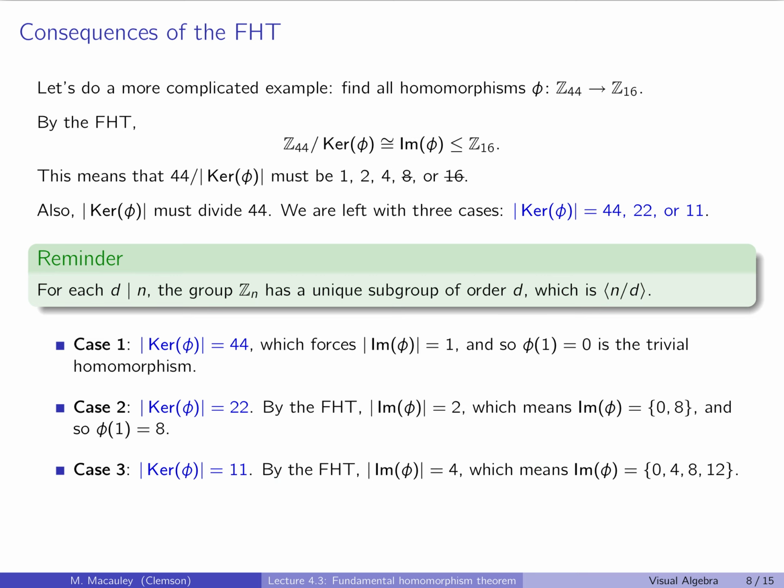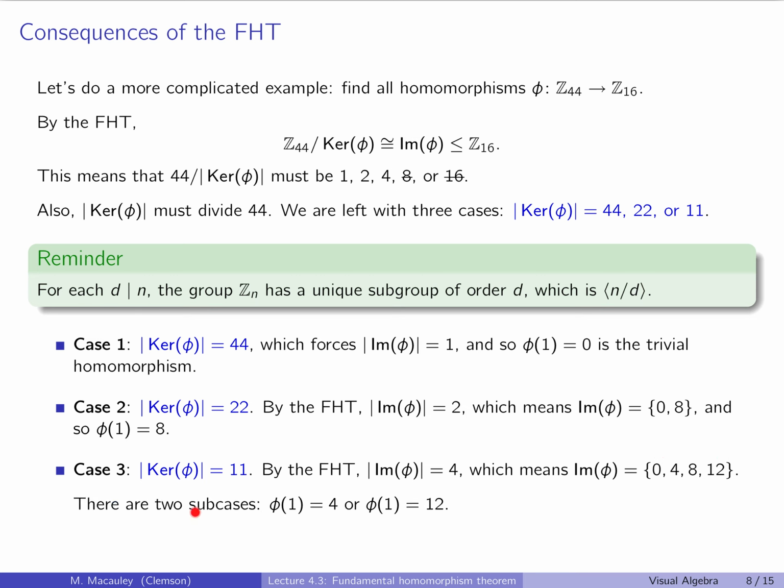Finally, consider the case when the kernel has order 11. This means that the image has to have order 4, and there's a unique subgroup of order 4 in Z16, which consists of the elements 0, 4, 8, and 12. So if you think about a Cayley graph of that, 0, 4, 8, 12, well, we can take 4 to be a generator, or we can take 12 to be a generator. So in other words, this is generated by 4 or by 12.